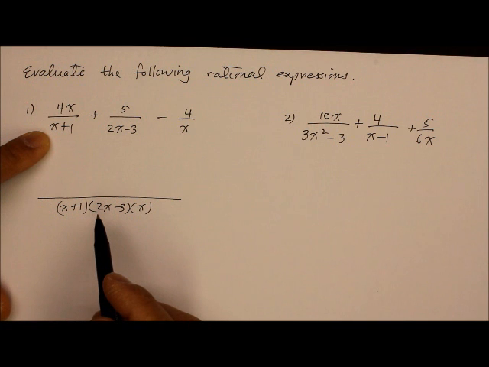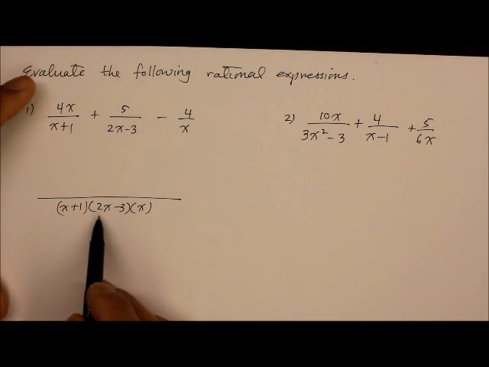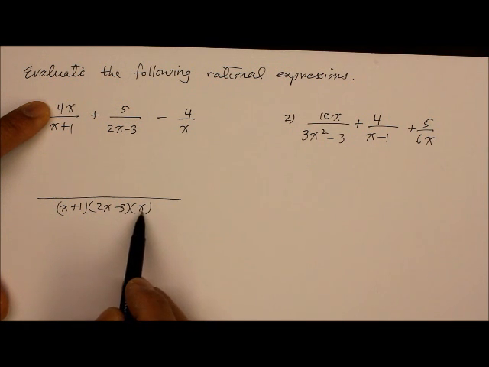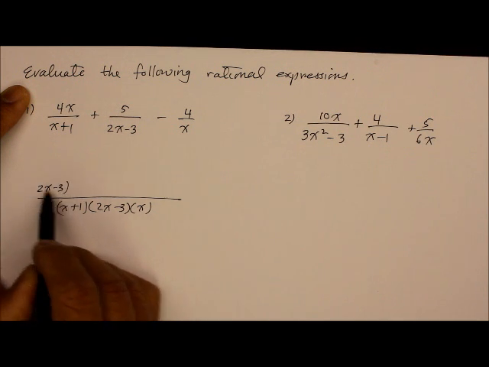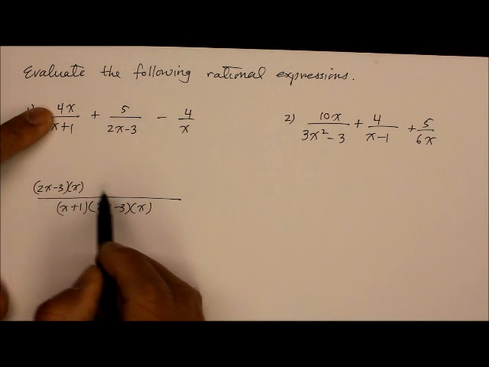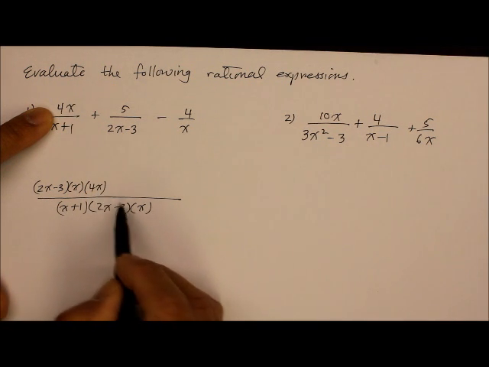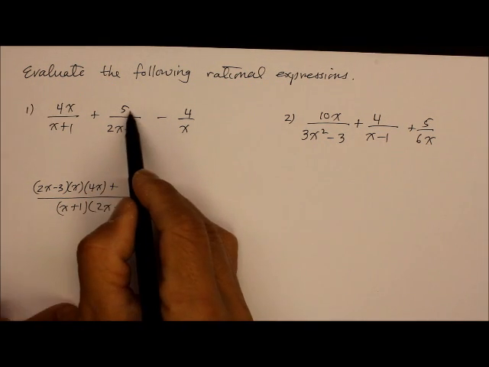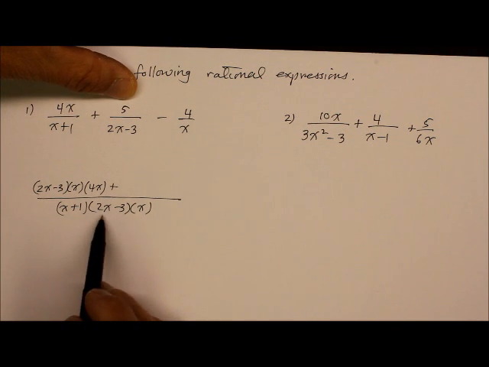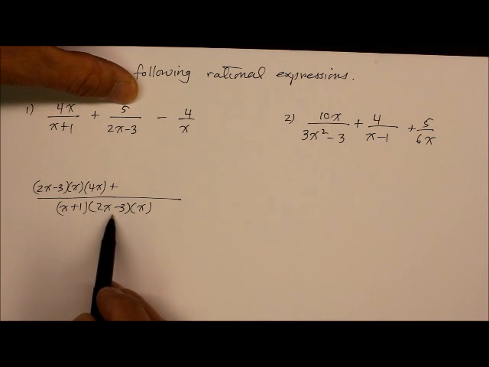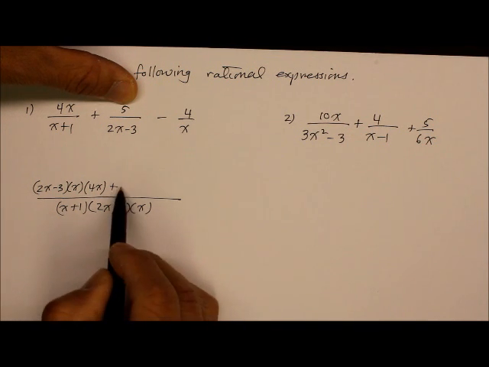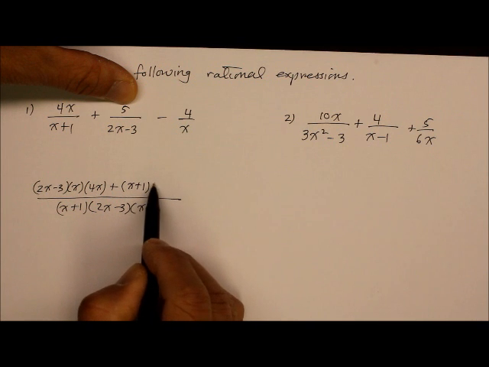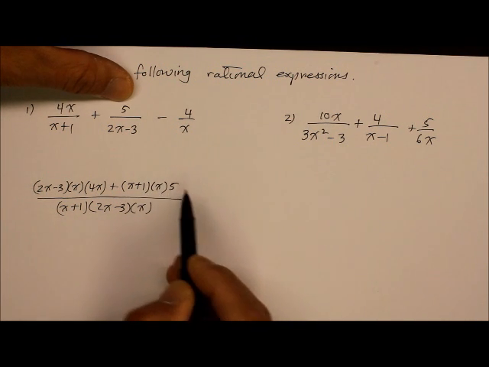So what we will need to make this a complete common denominator is to multiply to the top 2x minus 3 and x. So let me write that over here. So 2x minus 3 times x must go with the 4x, the first numerator, plus, now the second one. The second one already has 2x minus 3. But what is this one missing? It needs the x plus 1 with an x. So, x plus 1 times the x times the second numerator 5.